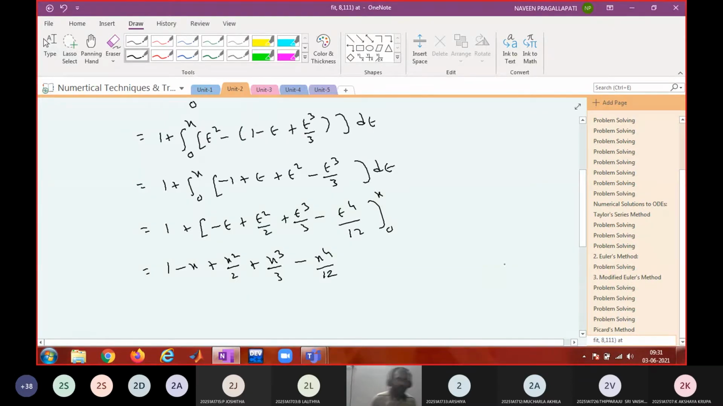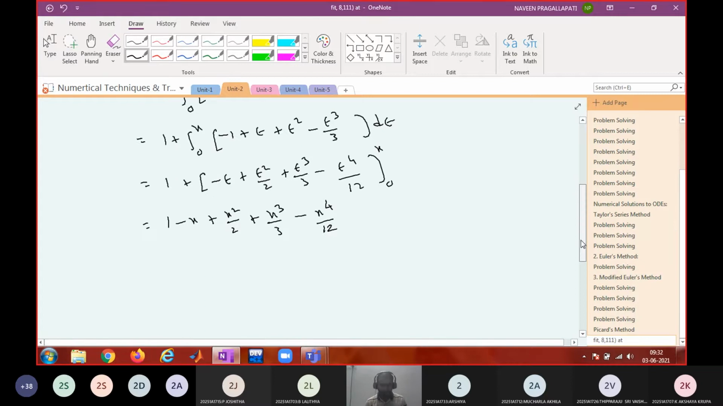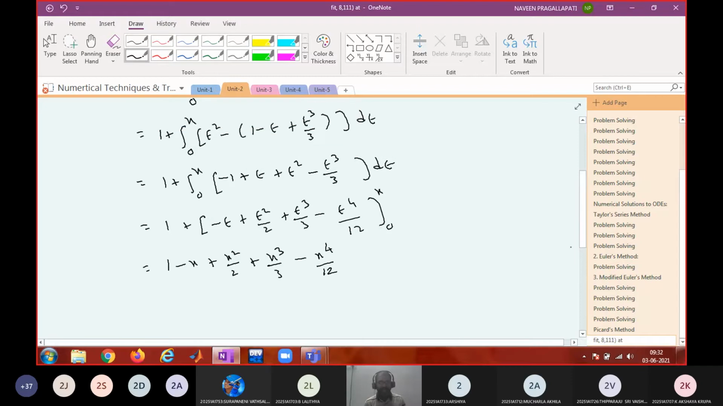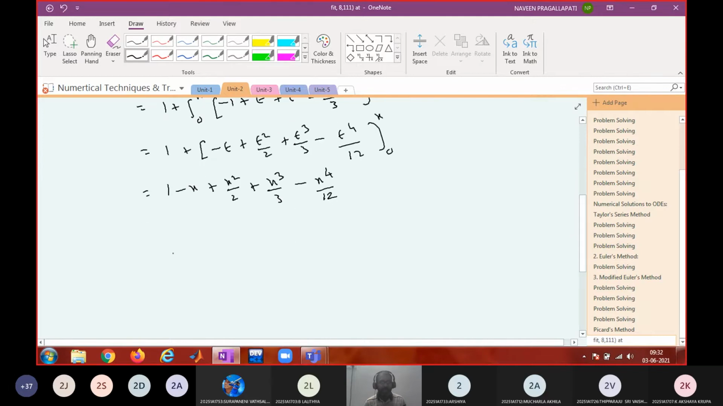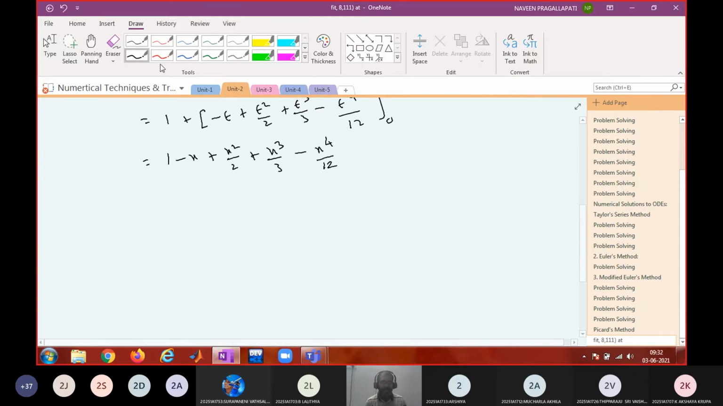Should we stop the iteration process, or do we have to continue? Continue, sir. Why? In the question they asked up to x power 5, sir. That's why we are continuing. Otherwise you can stop at any stage depending on your convenience, but more iterations, more approximation. Since you're asked up to x power 5, we are writing one more.